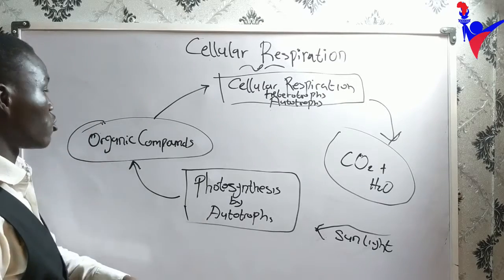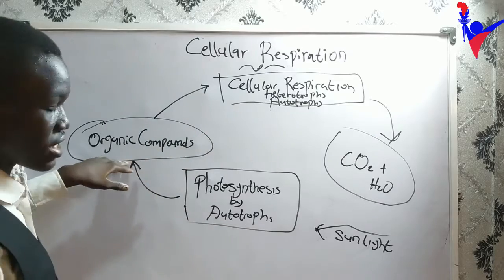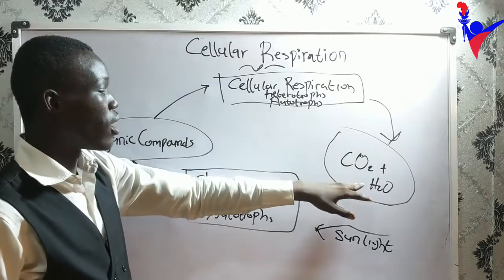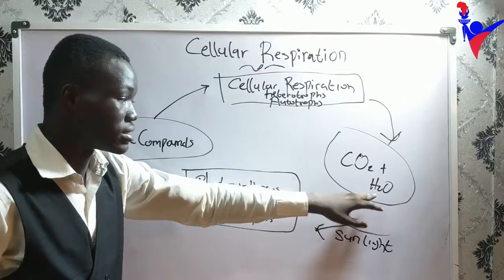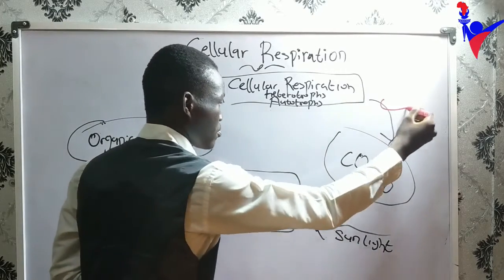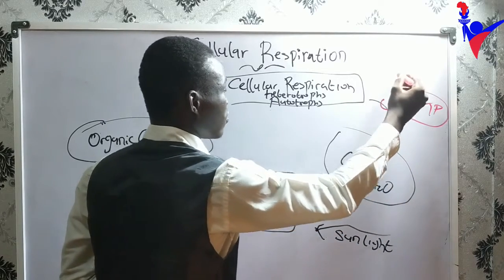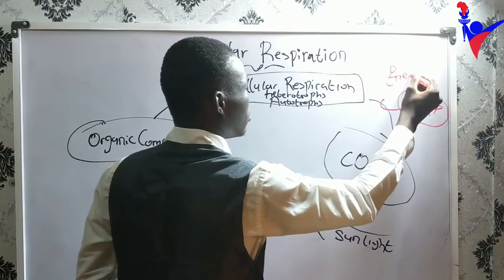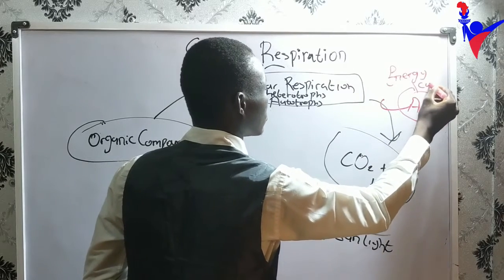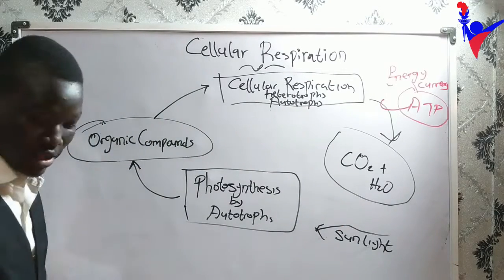But today our main focus will be how organisms make use of these organic compounds to form CO2 and H2O. Of course, along the line they release what? ATP. ATP is being released. And this is what? Energy currency of the cell. Energy currency. Okay, so that's that for that.